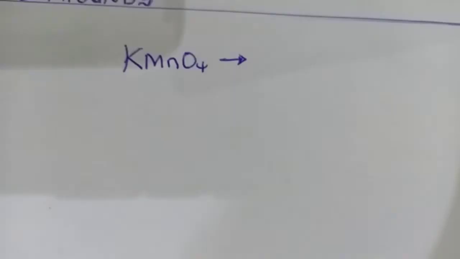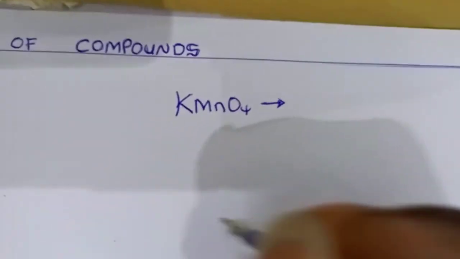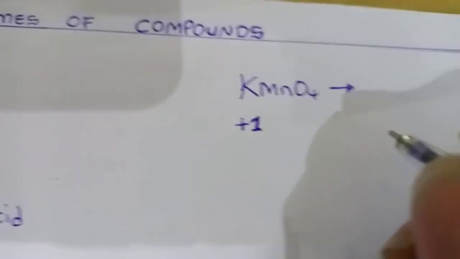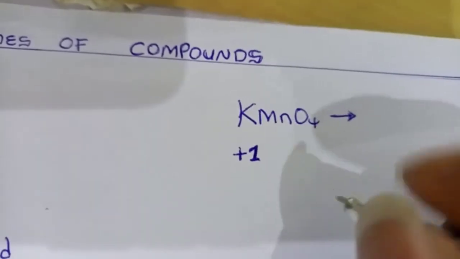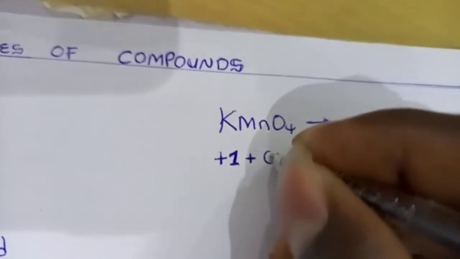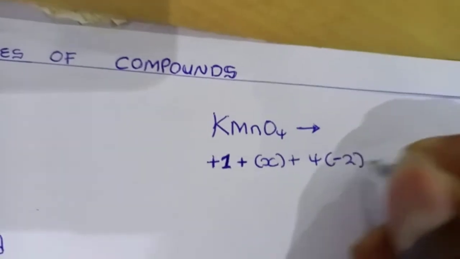5. Our third example is KMnO4. If you don't understand how to calculate the oxidation number of atoms in a compound, maybe you should check out the description for my previous video on how to get the oxidation number of atoms in a compound. In this compound, you need to find the oxidation number of manganese. Potassium is always plus 1, plus x, plus 4 times minus 2 equals 0.